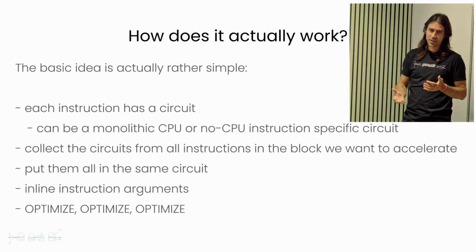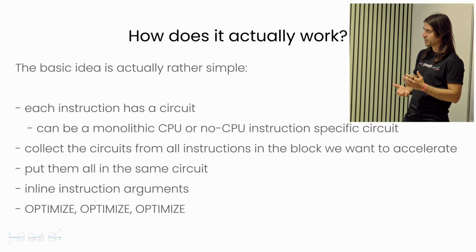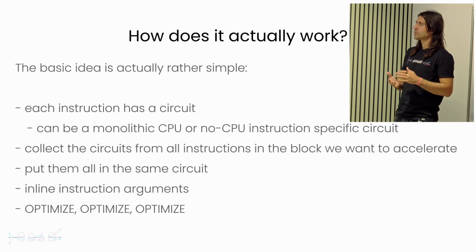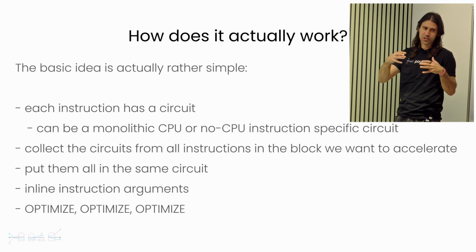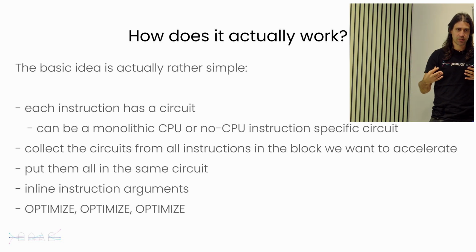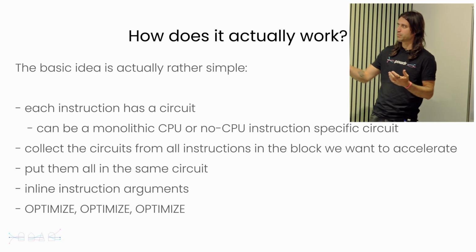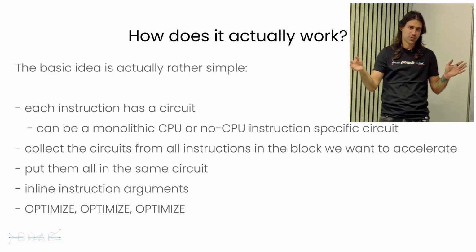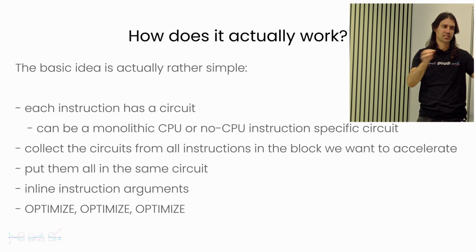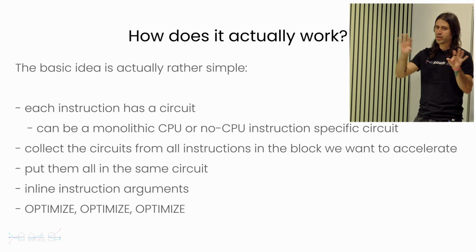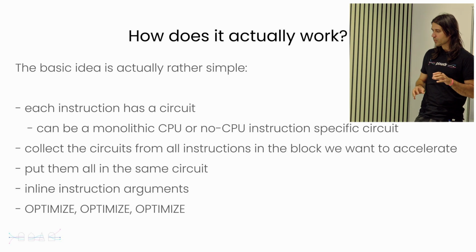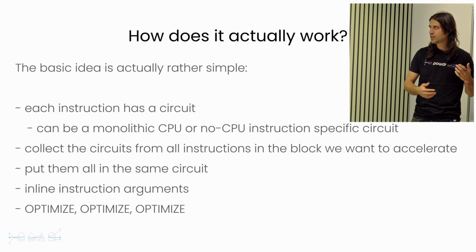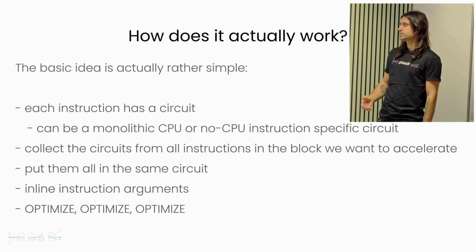Okay, how does it actually work? So what's happening behind this feature? The basic idea is actually pretty simple. In a ZK VM, each instruction is going to lead to a different set of constraints. It will depend on the architecture, if it's a monolithic CPU or no CPU, but we can use the monolithic one for now, which is you have a CPU that has a bunch of registers, and these registers are used to compute the result of different instructions: adds, shifts, XORs, and so on.